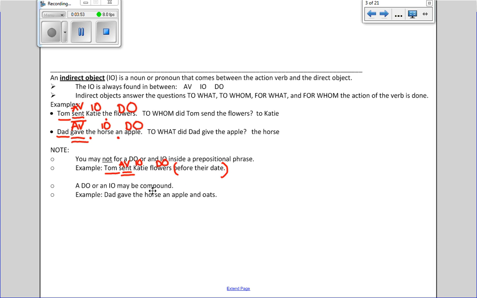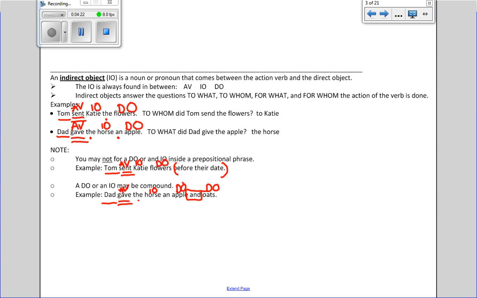Also, another note is that you can have compound direct or indirect objects. They'll be connected by a conjunction, like in this sentence. So we have Dad gave as our action verb still, the horse, an apple, and oats. So Dad gave what? Apple and oats. To what? The horse would be the indirect object.